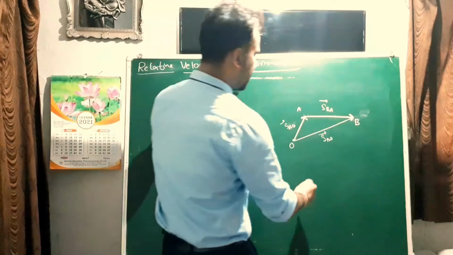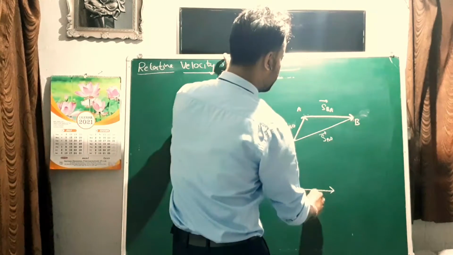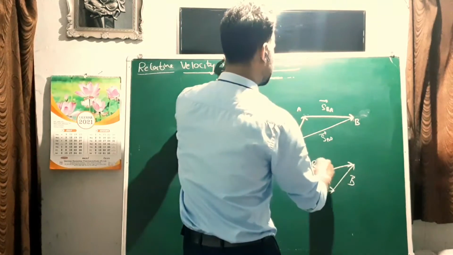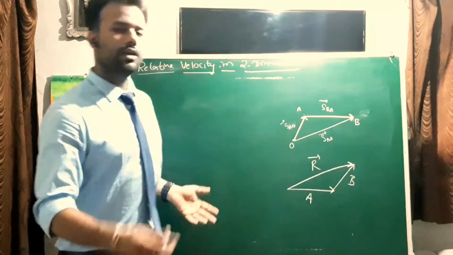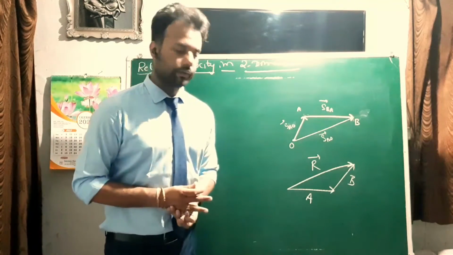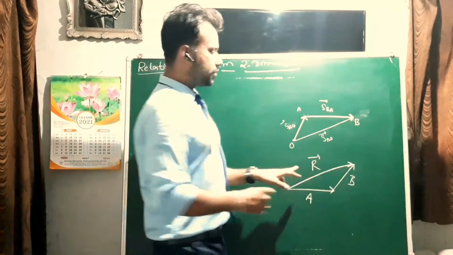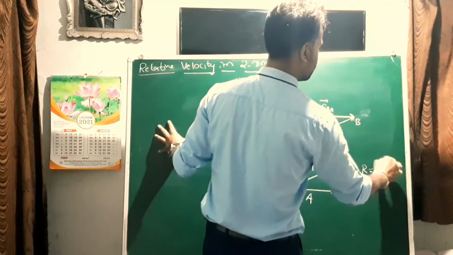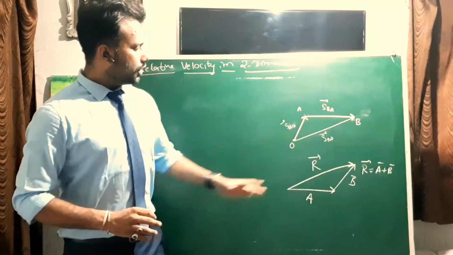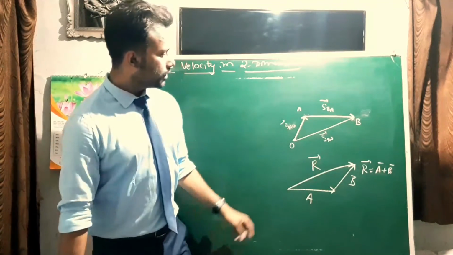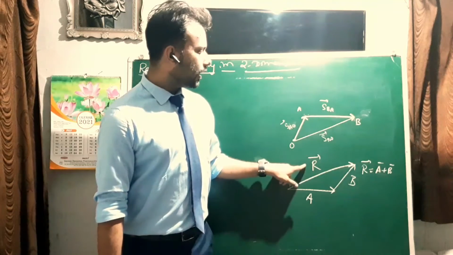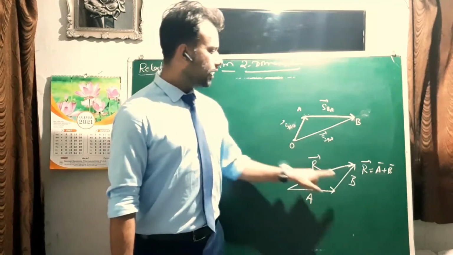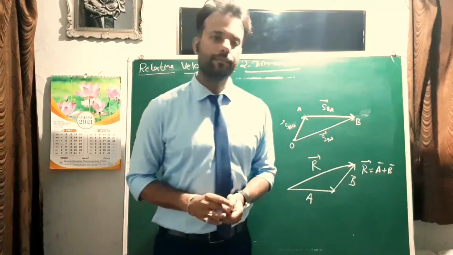What was that? If this is vector A and this is vector B, then this will be the resultant R. From here, R is equal to A plus B. Alright. Now compare the situation here. You can see here, R is nothing but SBO, A is SAO, and B is SBA, right?